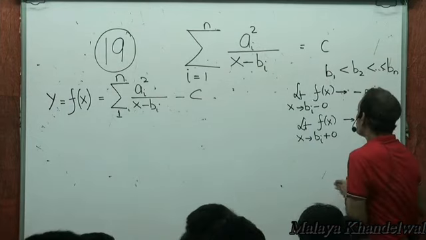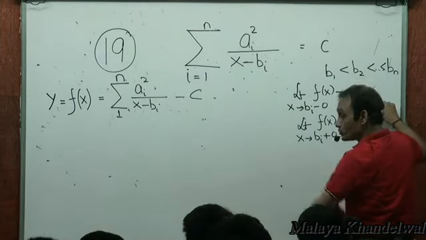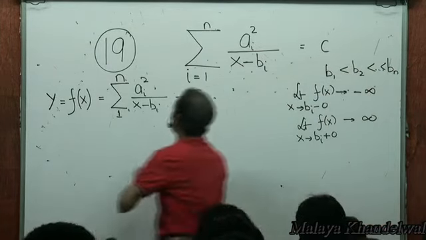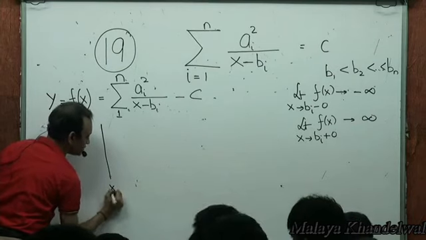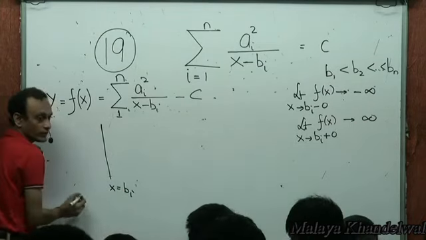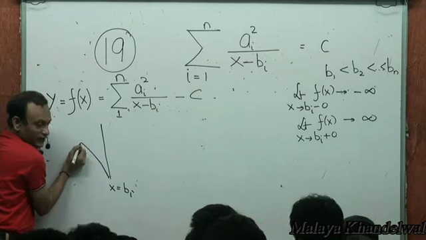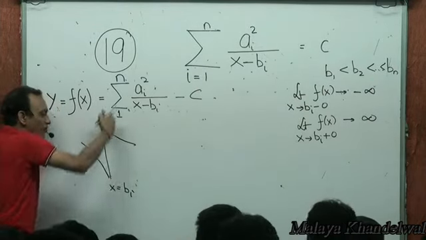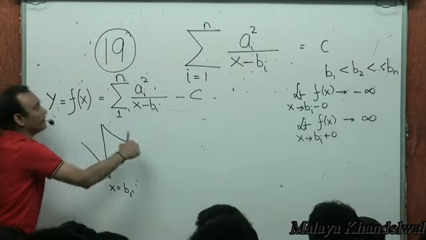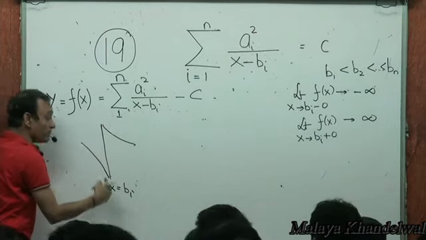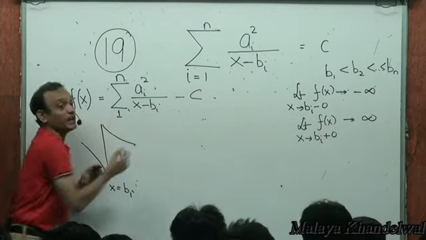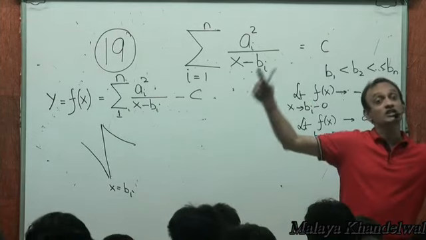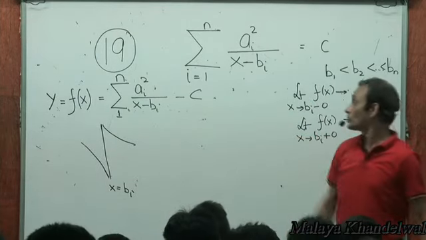So to the left of bi, it tends to minus infinity. To the right of bi, it tends to plus infinity. That means if this was a line x equal to bi, then to the left of bi, it will tend to minus infinity, and to the right of bi, it will tend to plus infinity. So around x equal to bi, this will be the looks of f x. And at x equal to bi, it's very clearly discontinuous. That means at x equal to b1, b2, b3, the function is discontinuous. Clear?